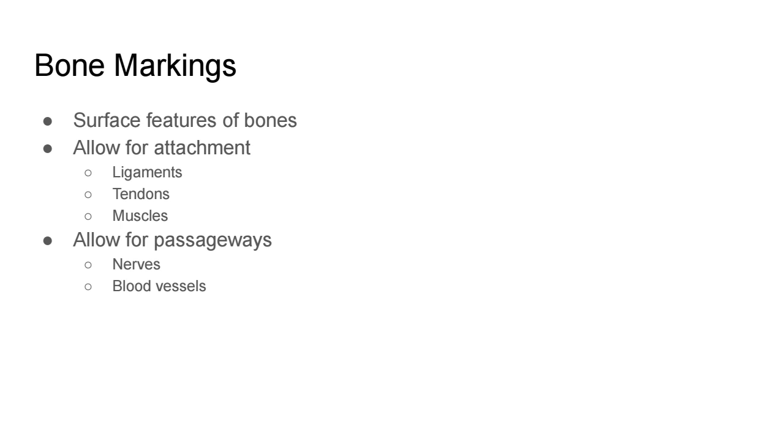And these bone markings, they're going to allow for attachment for things like our ligaments, which remember are connecting bone to bone. They will allow for attachment for tendons, because tendons are attaching bone to muscle. And we have muscles that will attach directly to the bone. So these bone markings are, in general, grouped into allowing for attachment or opening, allowing for passageway for our nerves and our blood vessels to get where we need them to go.